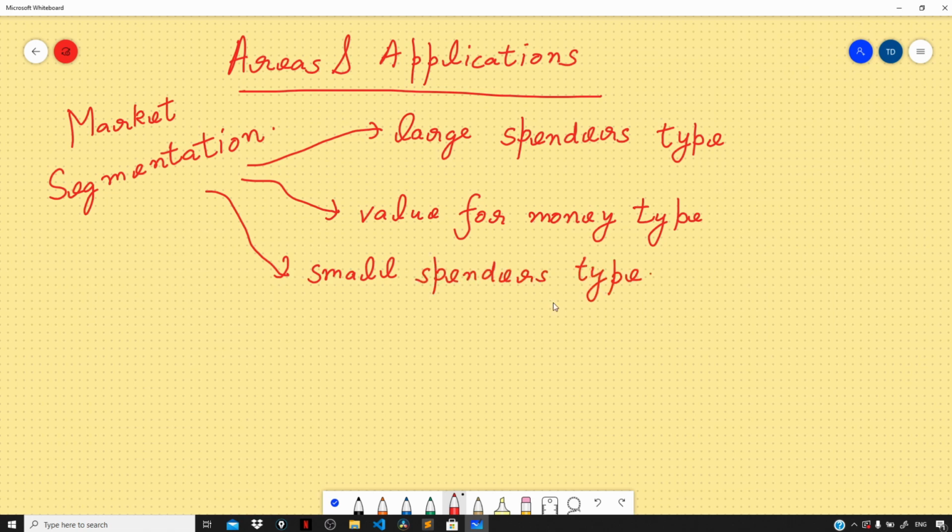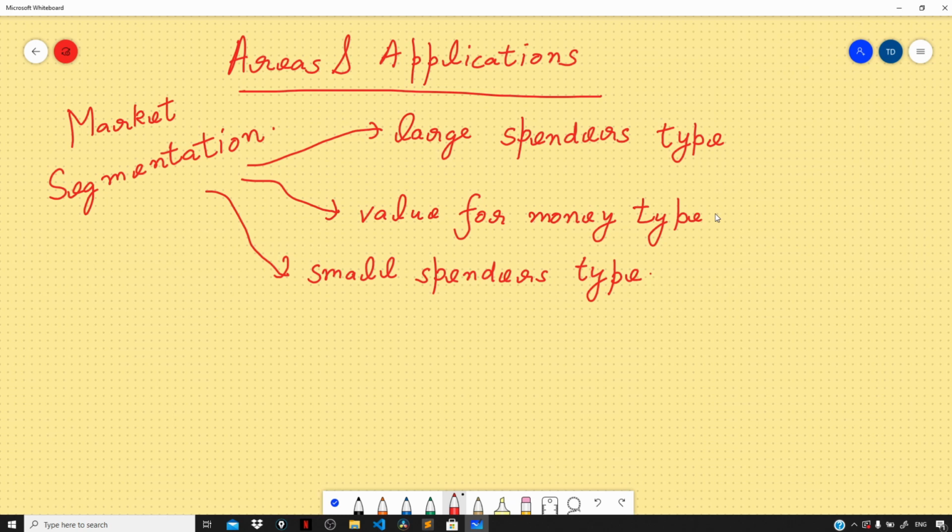So we cannot make use of the same kind of ads that we use for large spenders on value for money type of people or for small spenders. So market segmentation generally means to divide your customer base into different segments so you can perform targeting in a more specific manner based on their interests and requirements. Now this is one of the areas that make use of clustering.